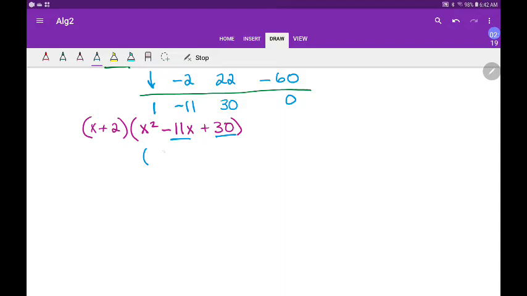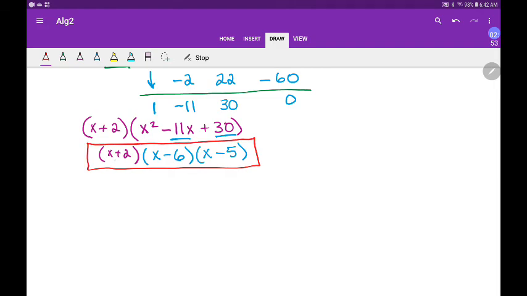And let's see, they're both going to be negative. So x take away 6 and x take away 5. A negative 6 and a negative 5 make a positive 30, and a negative 6x and a negative 5x makes a negative 11x. Okay, so everybody's happy. And we still have our x plus 2 out in front. And now this thing is factored completely.